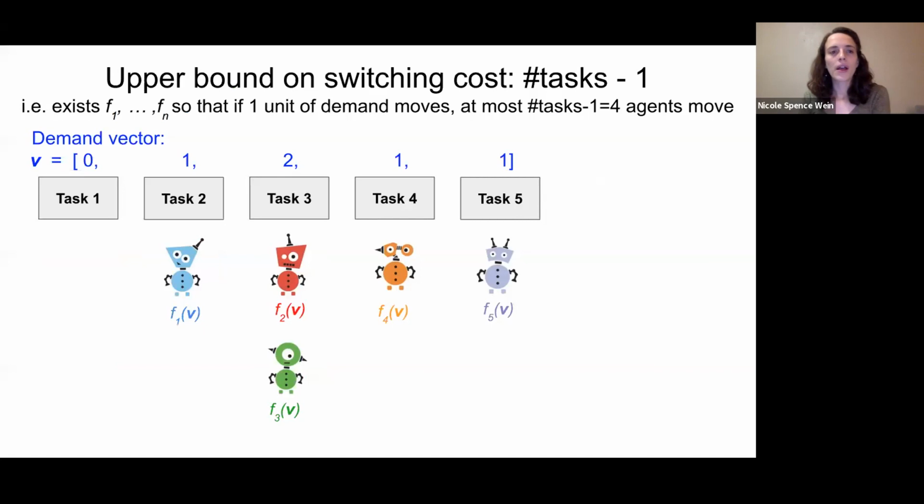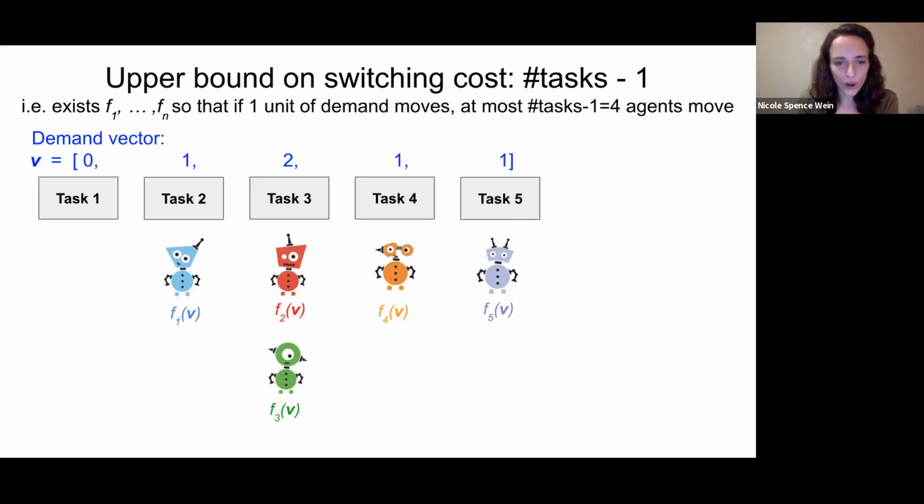Okay, so let's return to the problem statement. And what I first want to show you, to give a sense of this problem, is an upper bound on the switching cost of the number of tasks minus 1. That is to say, we're going to show that there do exist a set of functions, F1 through Fn, so that if, starting with any demand vector, one unit of demand moves, then at most the number of tasks minus 1 agents move. So in this case, at most 4 agents move.